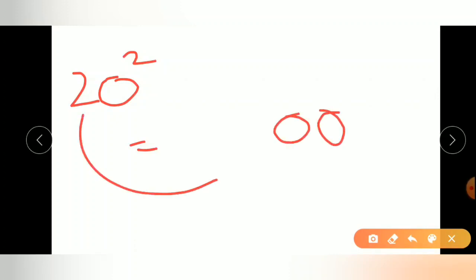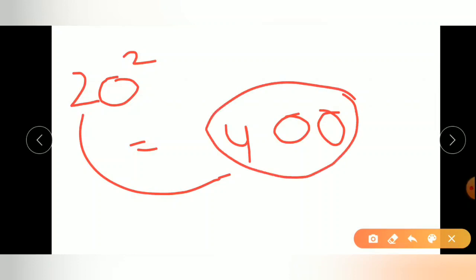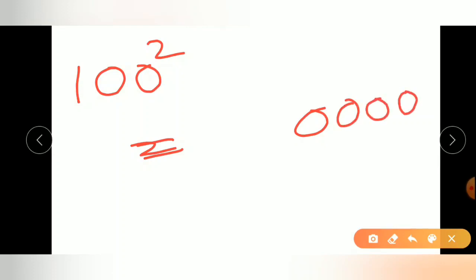Next, 20 square. Here the number of zeros is 1, so we have to put 2 zeros. Then the square of 2 is 4, so our answer is 400. Let's start another one, 100 square. Here the number of zeros is 2, so we have to put 4 zeros and the square of 1 is 1. This is our final answer.